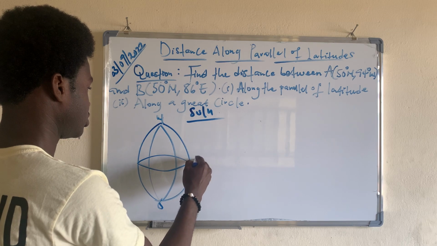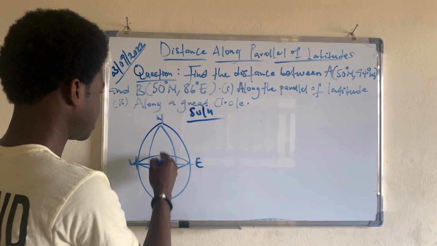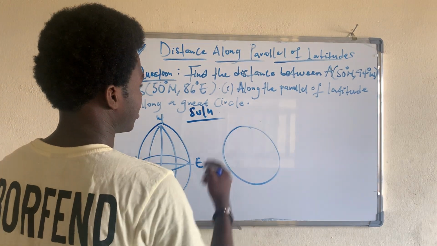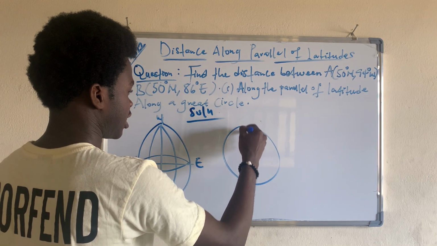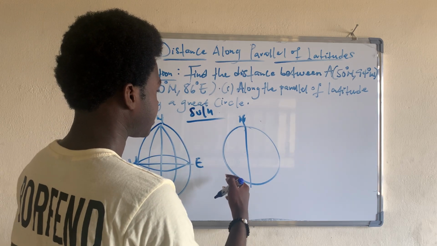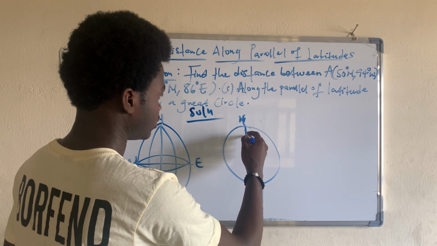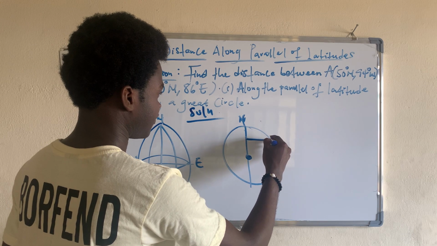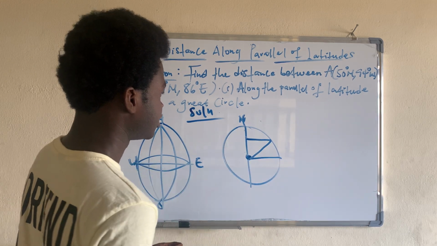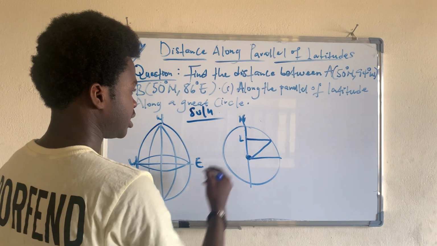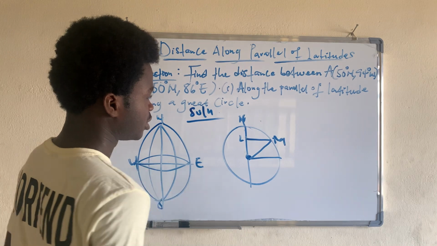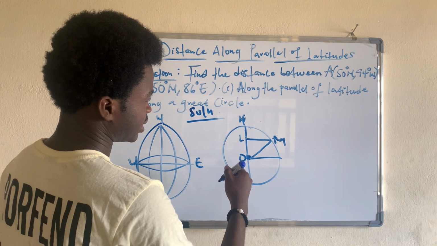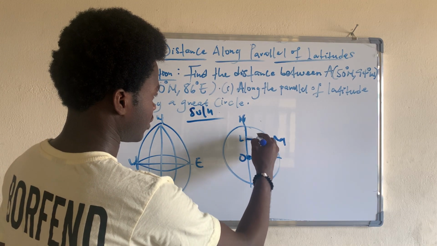This is north, south, east, west. We have the east-west axis. We have the polar axis, something like this. If I bring out a circle from this, suppose I have a circle this way, I have something like this. This is the center of the circle, the center of the Earth. Let this point be labeled L. Let this point be M. Let this be O. We can call this R.